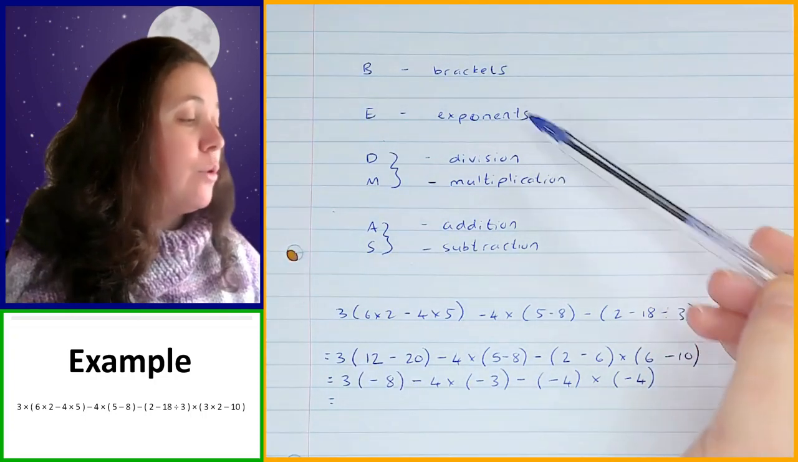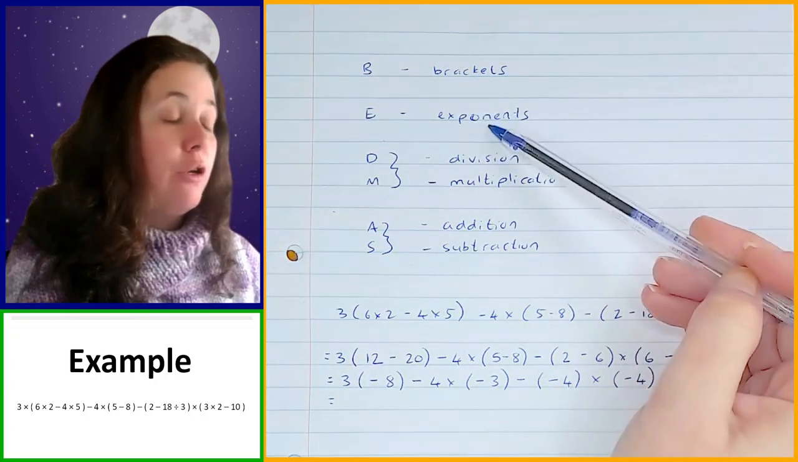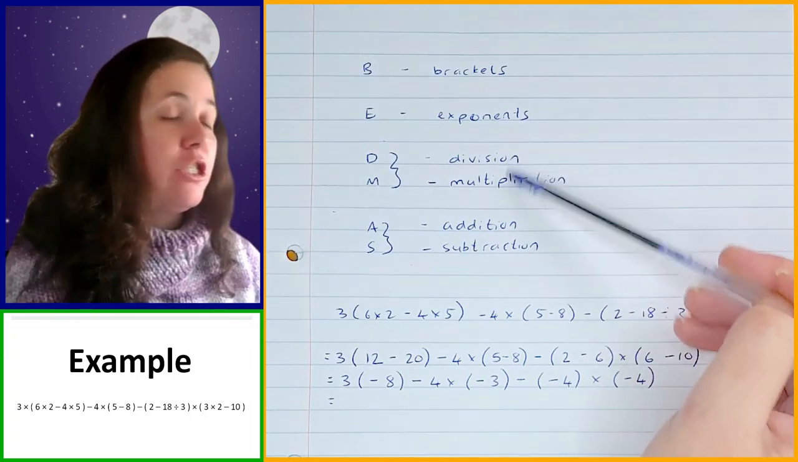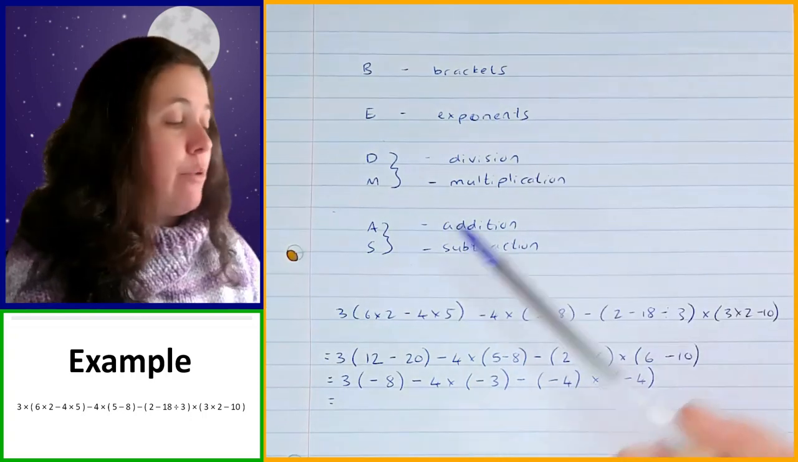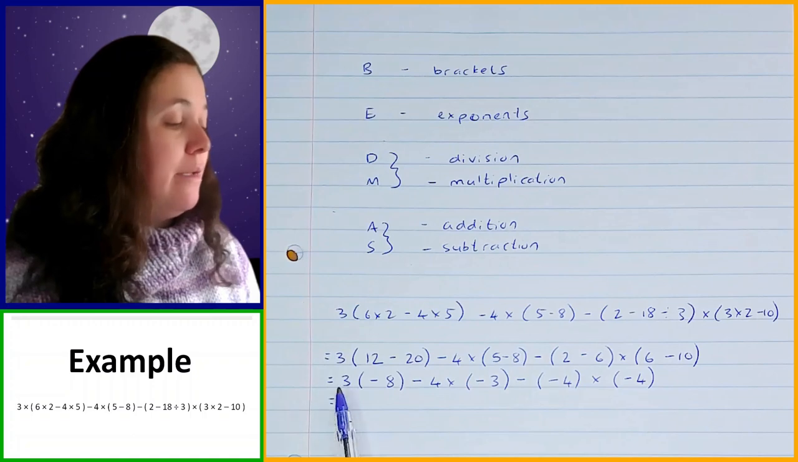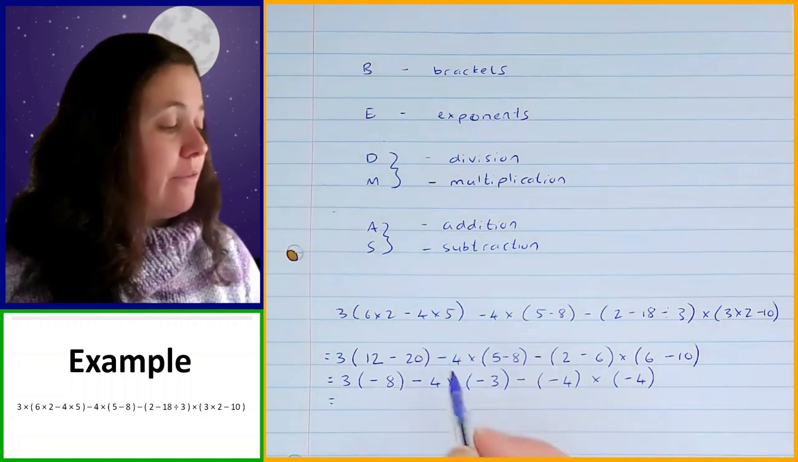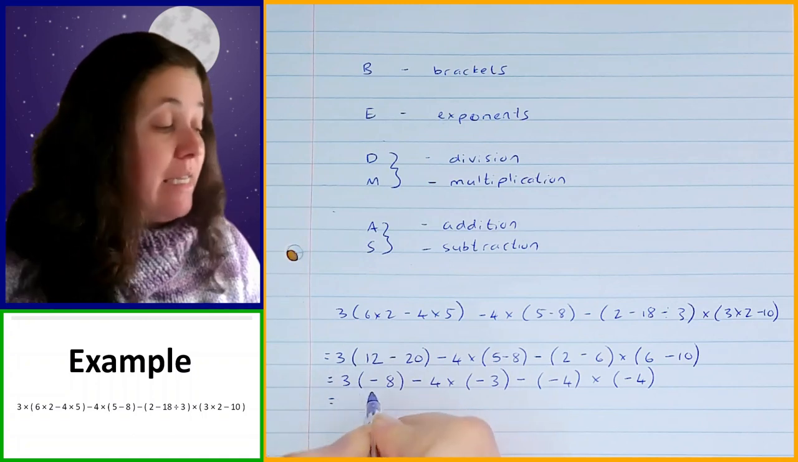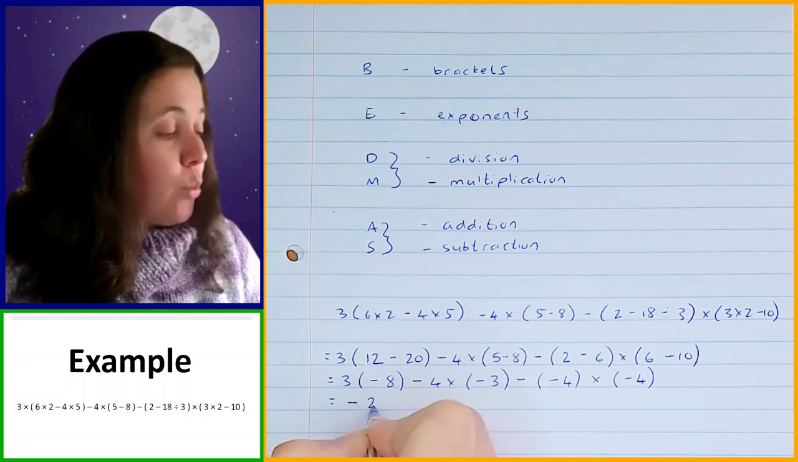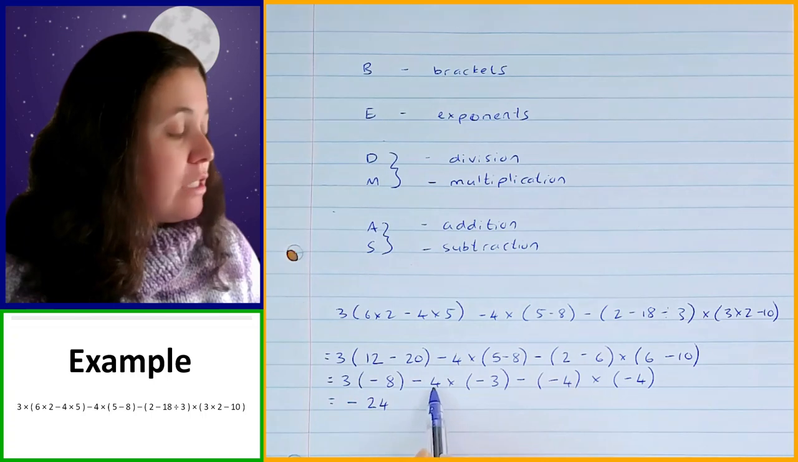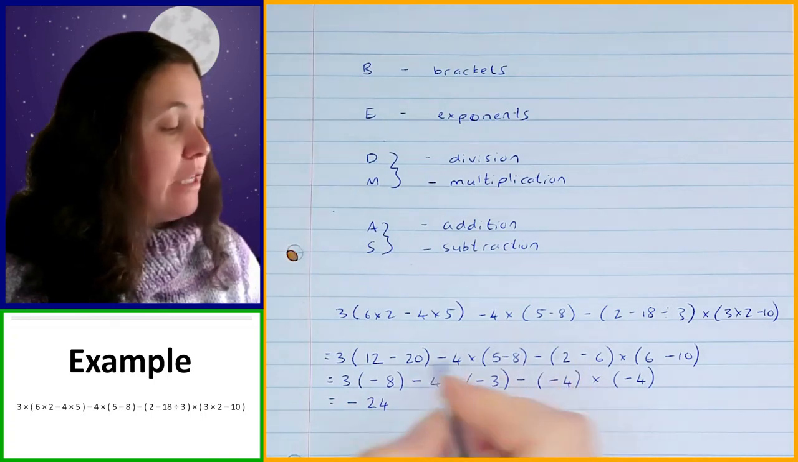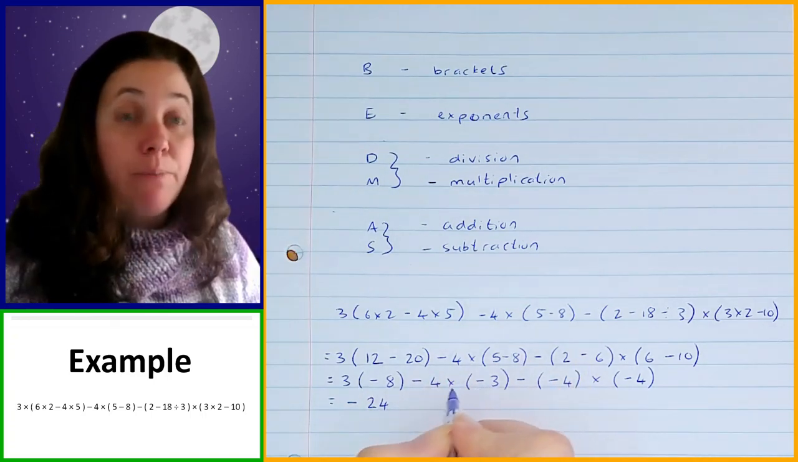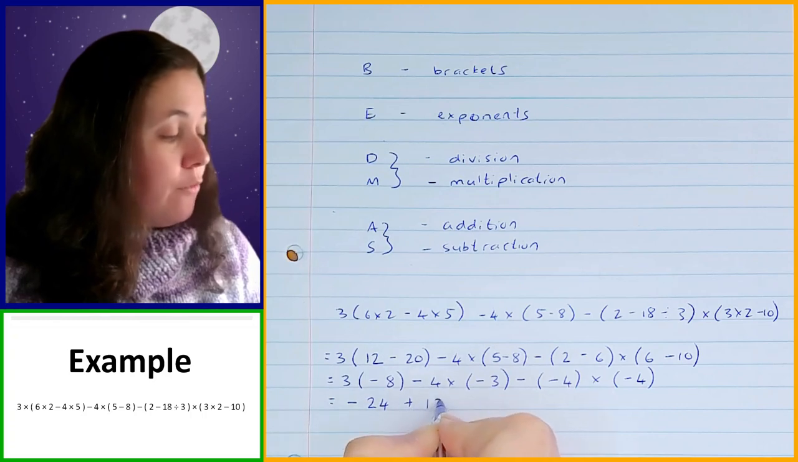Now I've finished with my brackets, and I don't have exponents, so I'm going to go onto my multiplication and division that are not inside brackets. So now I'm going to multiply the 3 by the negative 8. And that gives me, remember, a positive times a negative is negative. So that's negative 24. Then I've got negative 4 times negative 3. So that's a negative times a negative, which is positive 12.